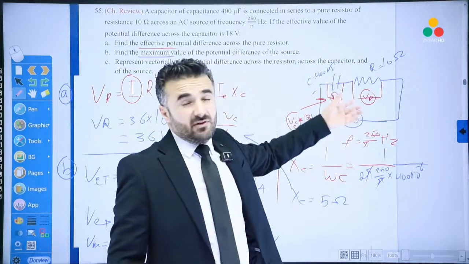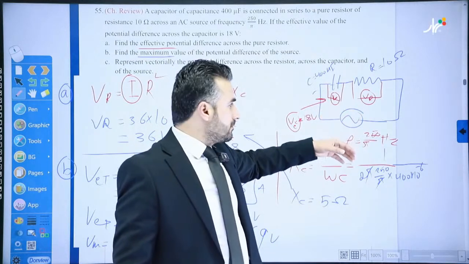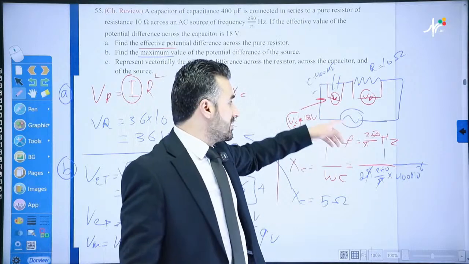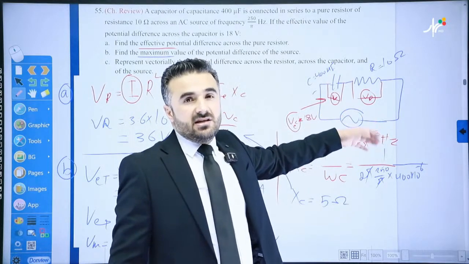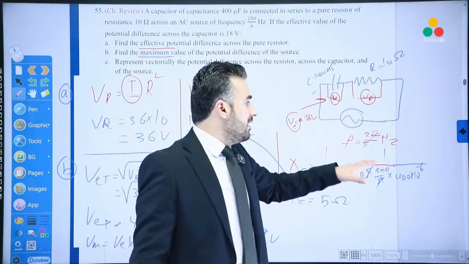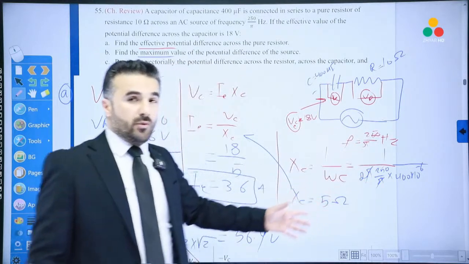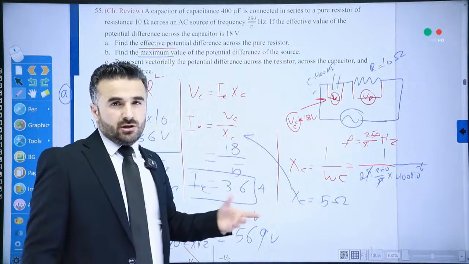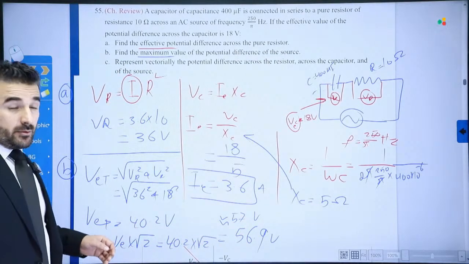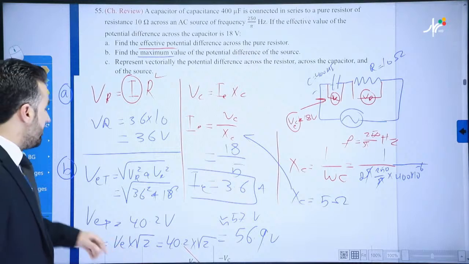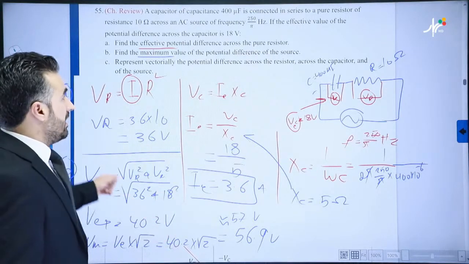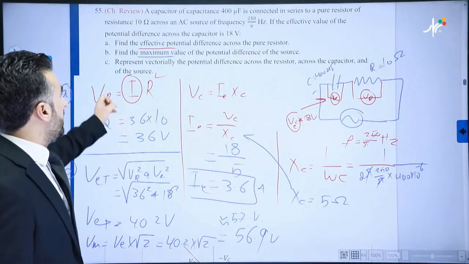So first of all, we'll have to find V effective, which equals the square root of VR squared plus VC squared. Doing that, of course, we get the V effective total here, but we don't want V effective total, we want V max. So using the equation V effective equals V max over the square root of 2, and by using cross multiplication, you will find V maximum and then the answer.